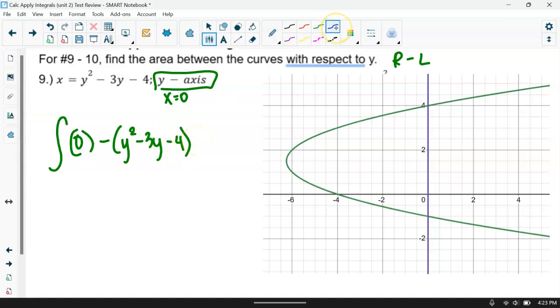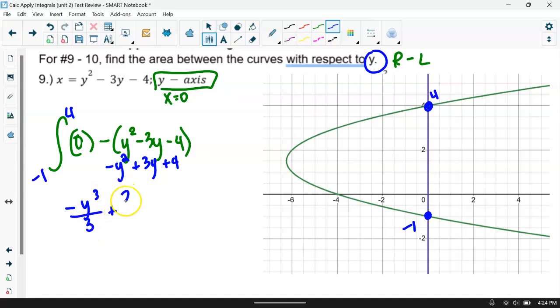And remember the boundaries, right? Because this is with respect to y, we want the y values, which are -1 to 4. So we're going from -1 to 4. Then notice here, right? Don't forget to distribute the negative. Like this is negative y squared plus 3y plus 4. This is what we're finding the integral of, which is negative y to the third over 3 plus 3y squared over 2 plus 4y from -1 to 4.